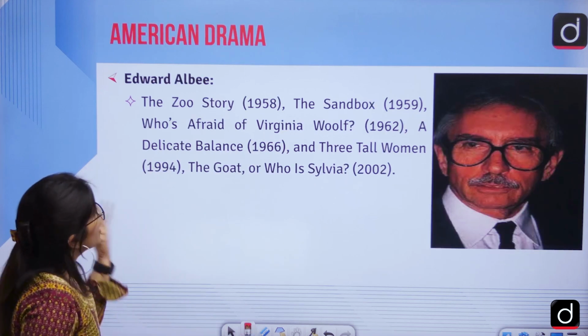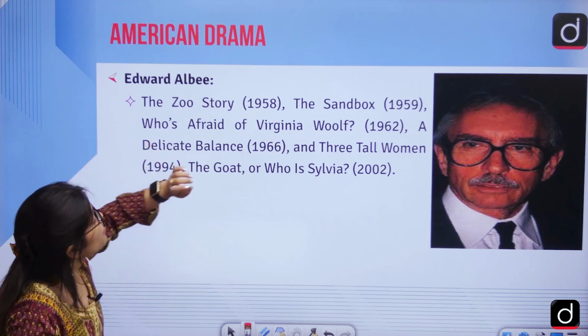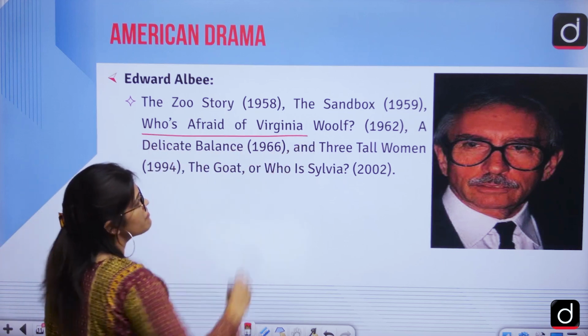Right, now we have Edward Albee, and The Zoo Story is important, The Sandbox is important, Who's Afraid of Virginia Woolf?